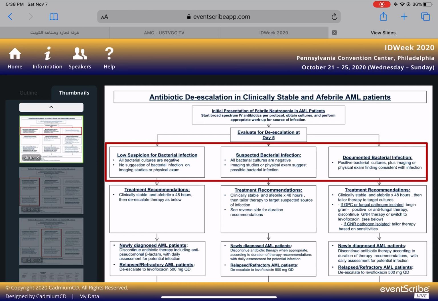for bacterial infection. And then the middle category here is suspected bacterial infection. So for this one, there's something on imaging or physical exam which suggests infection, but the cultures are negative. And then the last bucket we put people into was documented infection. These people had a positive culture plus either a physical exam consistent with infection or imaging consistent with infection.